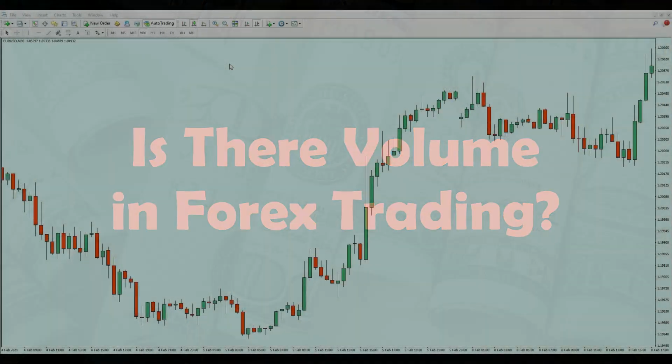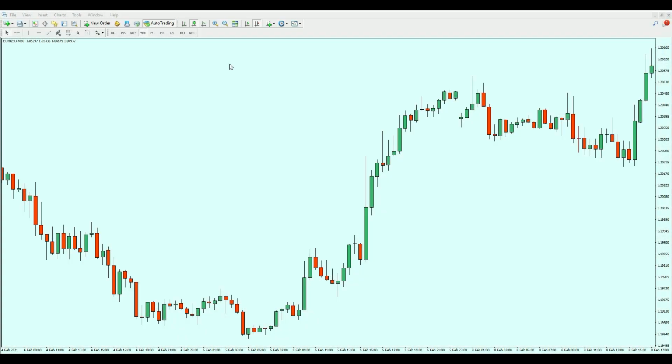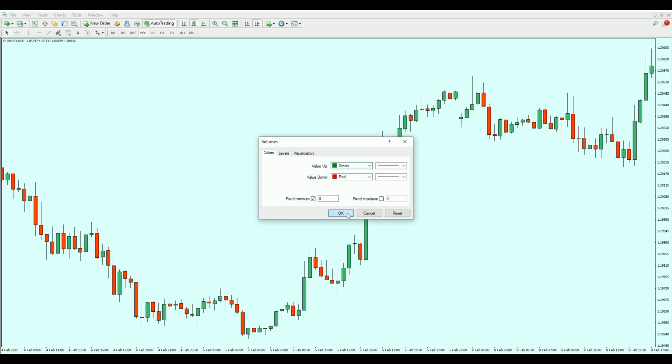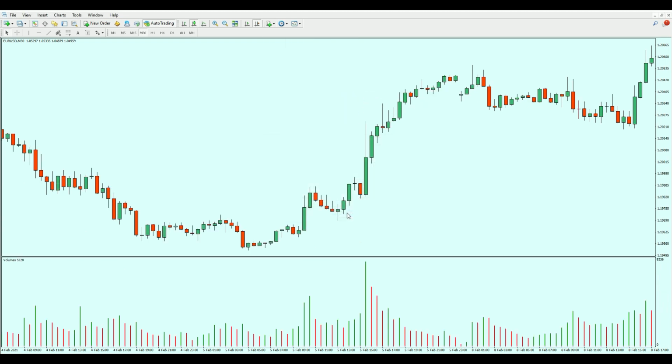Forex is decentralized, and there is thus no central reporting of trading volumes. But if you look at your MT4 platform, there is a volume indicator available. This is tick volume, which is the number of price changes that occurred over that period. A green bar means tick volume is rising, while a red bar means tick volume is falling.